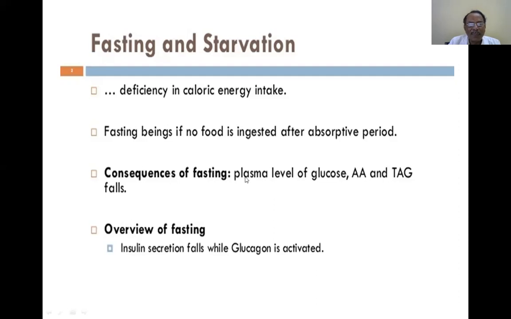The consequence of fasting is that the plasma levels of glucose, amino acids, and triglycerides fall down in the circulation. And now we'll go for an overview of fasting. Insulin secretion falls while glucagon is activated. In the slowly fasting state, the insulin secretion slowly comes down and the glucagon secretion is activated.